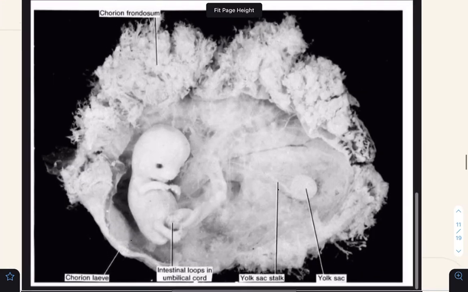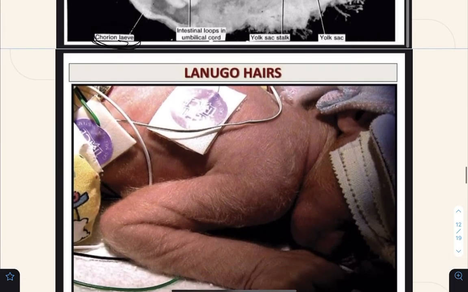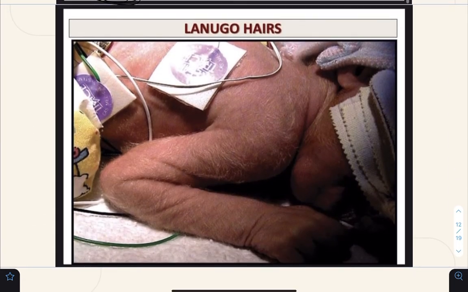Next up, we have the basics of the placenta. The cloudy figure you have here is the cranium frondosum. Down here we have the cranial leaf. هنا زي ما شرحت intestinal loops in the umbilical cord. And here we have the yolk sac and the yolk sac stalk, وتوقع يعني شفتوا صور كفاية من ال yolk sac بجزئية المد. Here we have the lanugo hair.